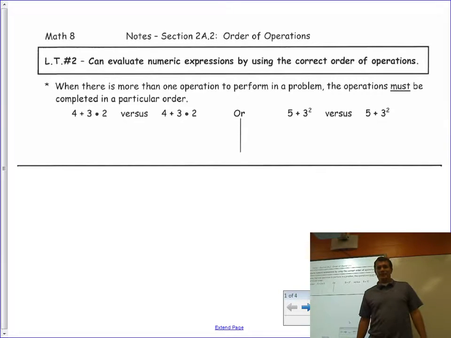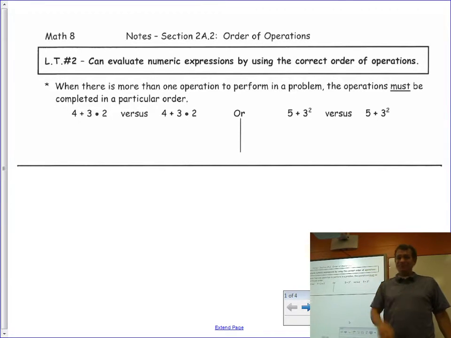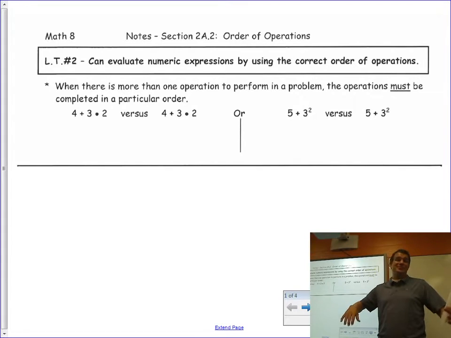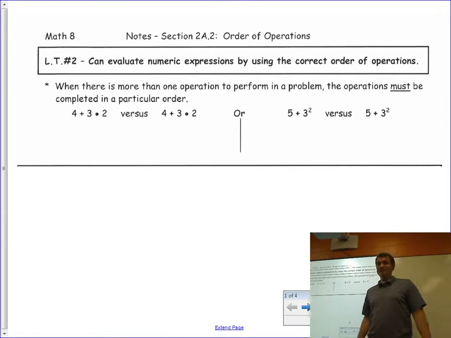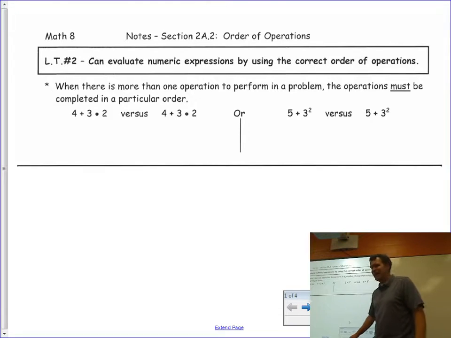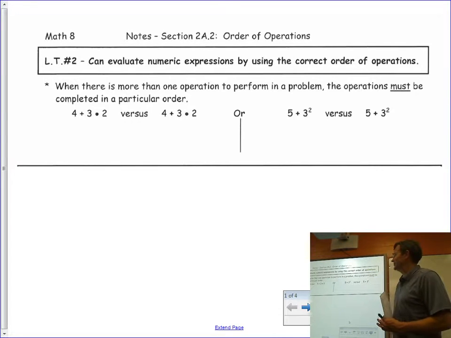Okay, today we're doing section 2A.2, which is we're going to talk about the correct order of operations. As you know, when you have a mathematical expression and you're trying to evaluate it, which means you're trying to find a single value for the expression, everybody has to do the operations in the same order. I have a couple examples here to start out.